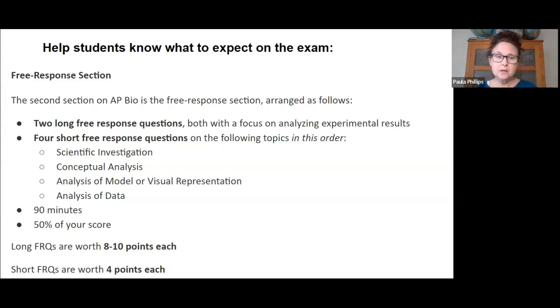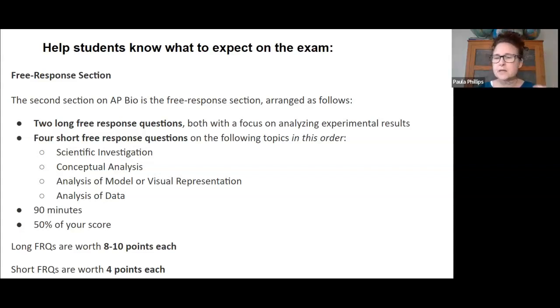The data that's going to be included in these 2 long free response questions, like Jim said, is going to be from someone's actual research. It's not likely to be information that they've seen before or a lab that they have seen before. So students should expect to need to read through that background information to orient themselves to what is being asked. Then there are 4 short free response questions, and they cover the following topics, always in this order.